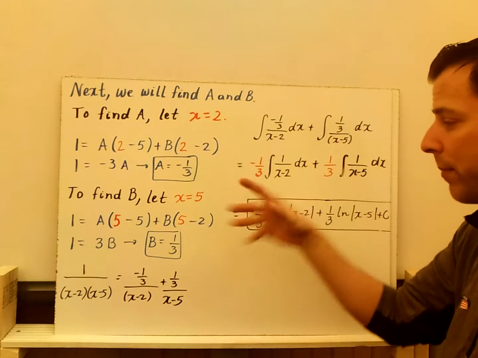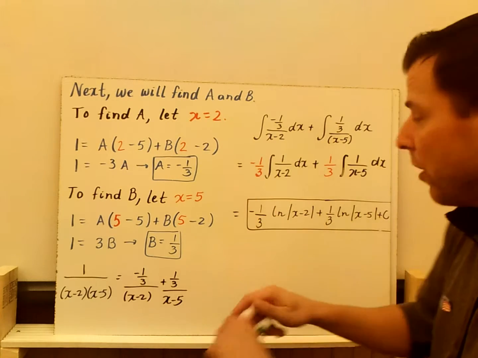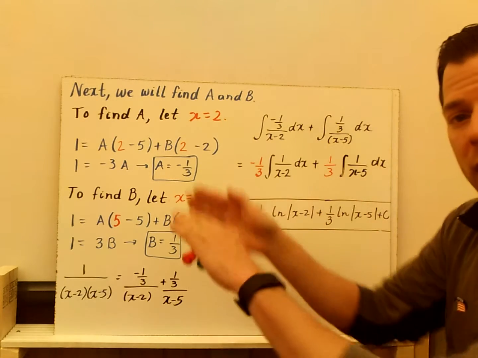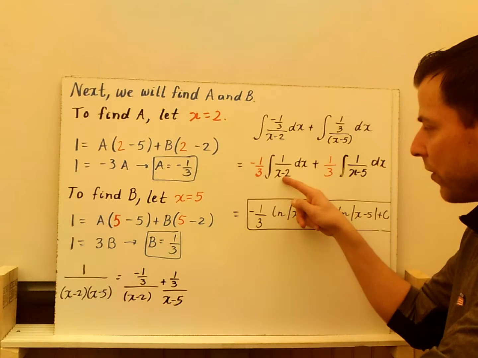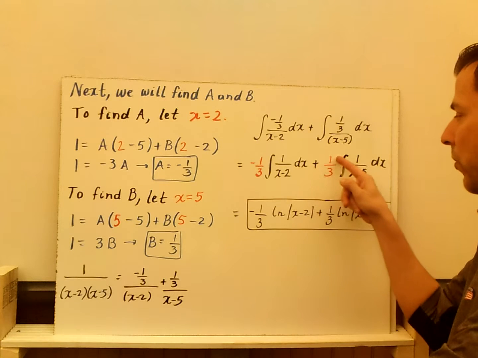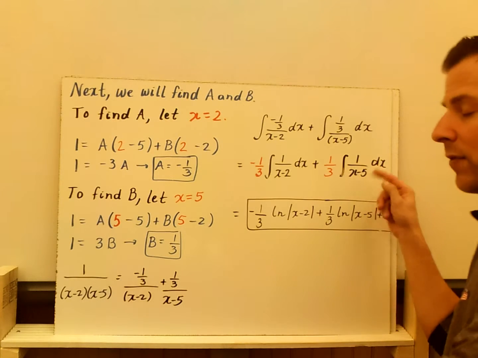So this is just integral properties separating the two. Now, notice what I did in red. I swung out the negative 1/3 and the 1/3 out front, and I'm taking the integral of 1 over x minus 2 plus 1/3 integrating 1 over x minus 5.